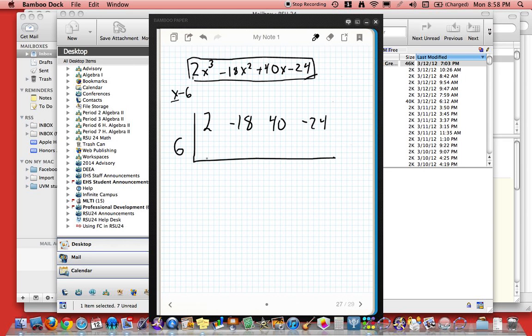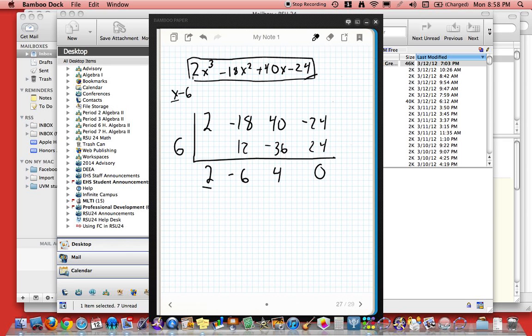How we do this is carry down the 2, multiply. 6 times 2 is 12. Add negative 18 and 12 is negative 6. Multiply. 6 times negative 6. Add positive 4. Multiply. 6 times 4. And look at that, I get a 0. If I get a 0, that means that in fact x minus 6 is a factor of 2x cubed minus 18x squared plus 40x minus 24.